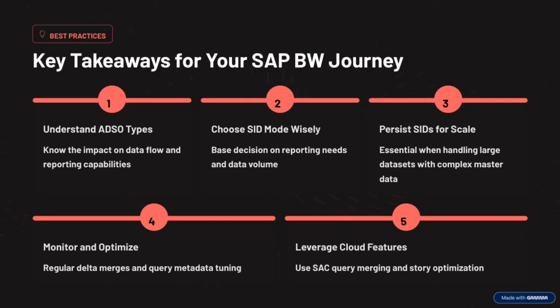Let's dive into some best practices for your SAP BW journey. First, it's crucial to use SAC query merging and story optimization. This allows you to create more dynamic and efficient reports by combining queries effectively and fine-tuning your stories for better performance. Next, leveraging cloud features is essential. Cloud capabilities can help you scale more easily and take advantage of advanced tools for data processing and visualization.